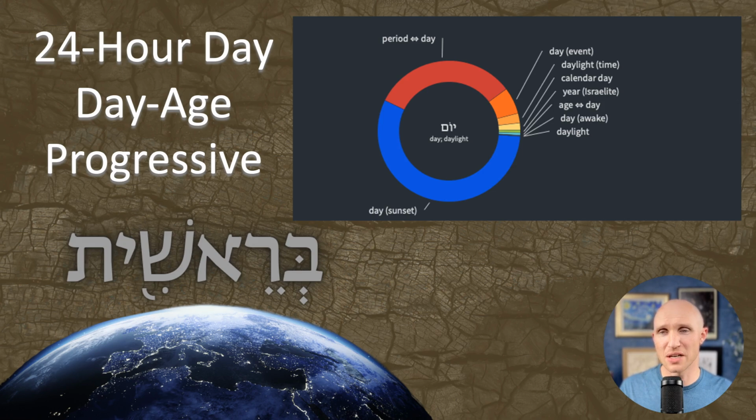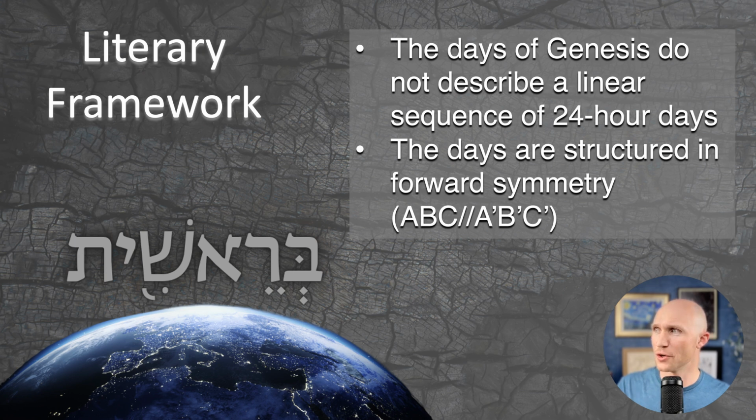People are going to point to this, and many different views they hold, to argue against that 24-hour view that the young Earth creationists hold. And people also use this to argue against the day-age and progressive creationist interpretations of Genesis 1 as well. Now, moving on from young Earth and old Earth creationism, we get literary framework. And this is the view that the days of Genesis do not describe a linear sequence of 24-hour days, but rather the days are structured according to a forward symmetry or a parallel pattern.